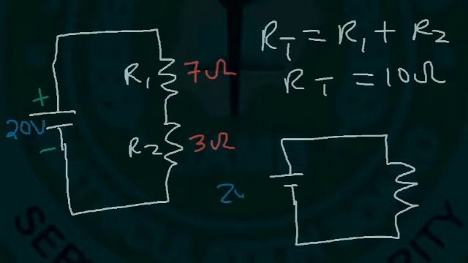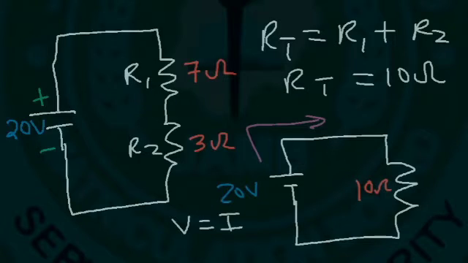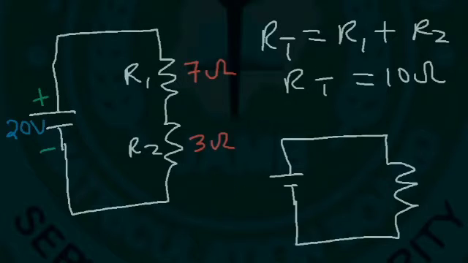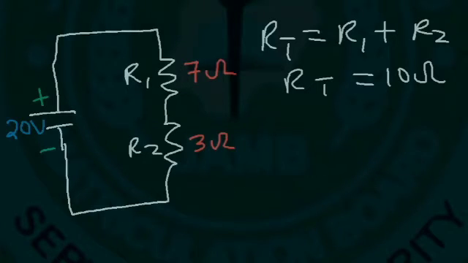So we have a 20-volt battery and a 10 ohm resistor. Now what is the current that flows through this equivalent 10 ohm resistor? Using V equals IR, the voltage across the 10 ohm resistor is 20 volts and the resistance is 10. 20 divided by 10 is 2. So we have 2 amps flowing through the 10 ohm resistor. Therefore, in our original circuit, we have 2 amps of current.